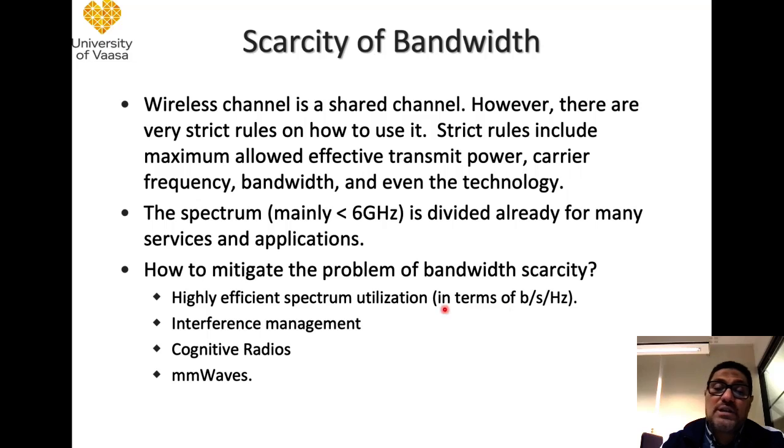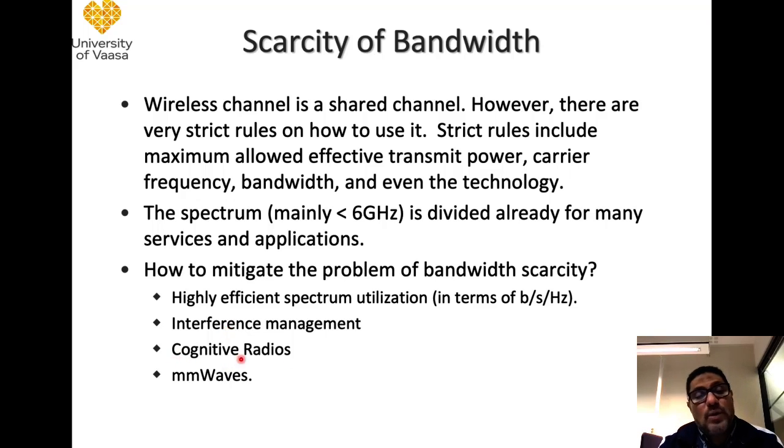So the efficiency is measured by bits per second per hertz. So now we need to use many bits per second for each hertz of the available spectrum in order to maximize the efficiency of the spectrum. The second is using interference management. So we try all the time to minimize the interference by using some advanced techniques in order to remove or to minimize the interference part, or in order to increase the efficiency.